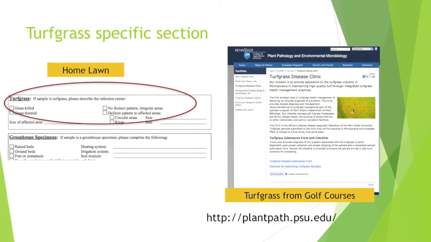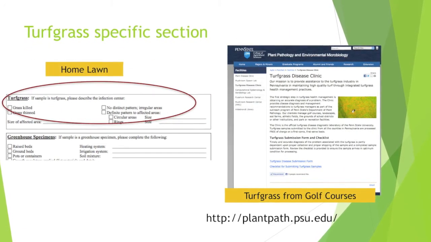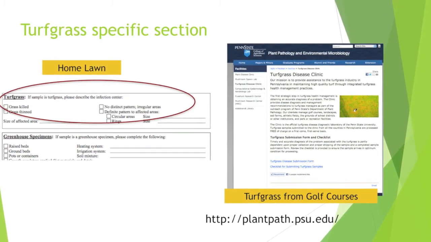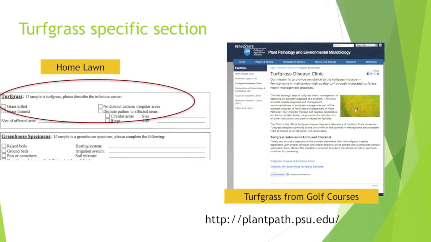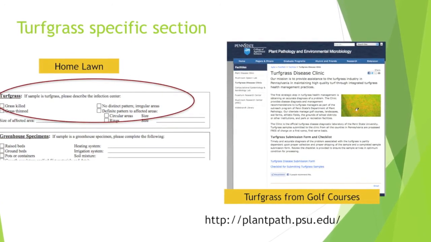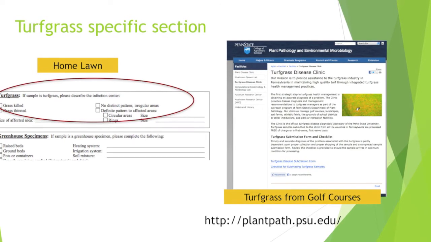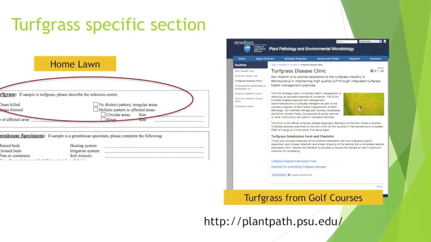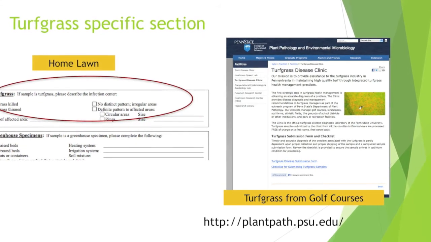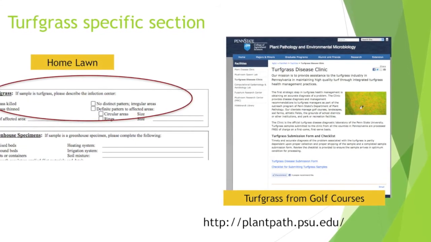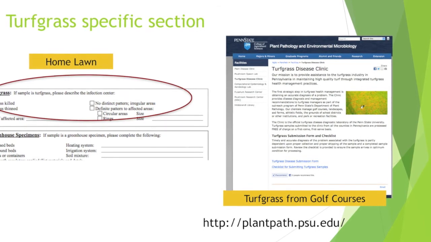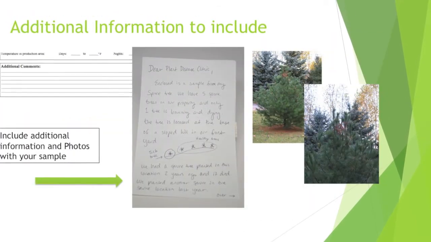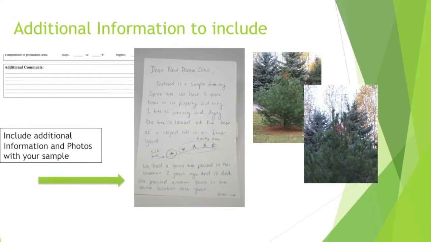There are sections on the second page that ask specific questions about turfgrass samples and samples from greenhouses. If you are submitting a turfgrass sample from a home lawn or commercial property, then you should fill out this section. If you are submitting a turfgrass sample from a golf course, then you will need to submit the sample to the Turfgrass Disease Clinic. You can find links to information on the Turf Clinic by visiting our department website at plantpath.psu.edu. You can include additional comments at the bottom of the second page.